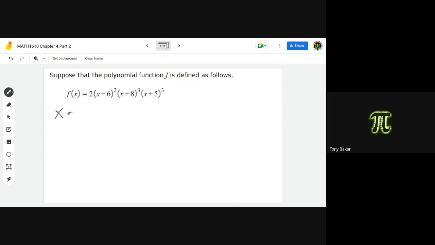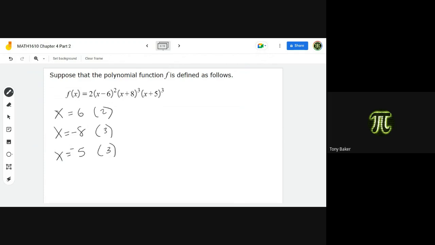So we have x equals 6, and that's a multiplicity of 2. x equals -8 with a multiplicity of 3. And x equals -5 with a multiplicity of 3.